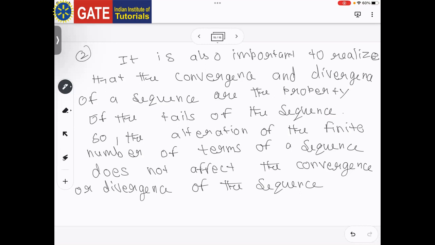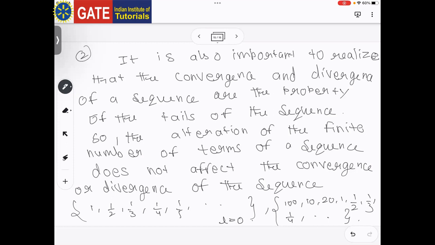That is, you can see the example 1, 1 by 2, 1 by 3, 1 by 4, 1 by 5 and so on. This is one sequence. The other one you choose to be, let's say, 100, 10, 20, then again 1, 1 by 2, 1 by 3, then 1 by 4 and so on. The limit is still 0, right? Yes, sir. So even if you change a finite number of terms, the limit won't change. Here we changed the first few terms. We can change any finite number of terms at any position. The limit still depends upon the tail of the sequence.